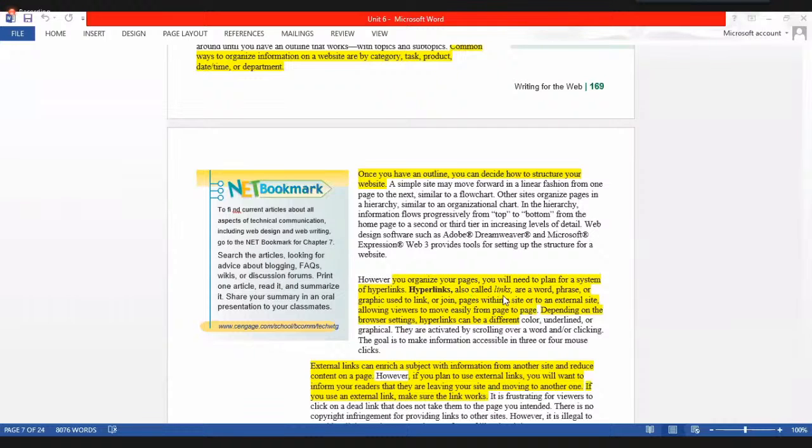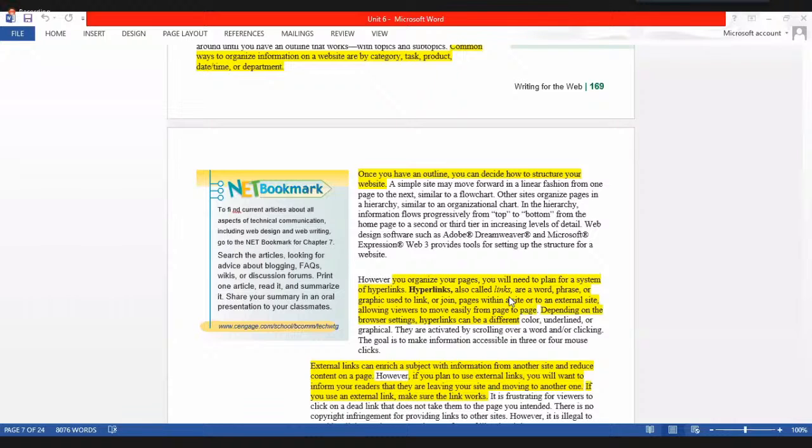Hyperlinks, also called links, are a word, phrase, or graphic used to link or join pages within a site or to an external site, allowing viewers to move easily from page to page. Depending on the browser setting, hyperlinks can be different, isn't it? There are several links when we upload any material on the web page, right? Related to that, there are several links, and those links are leading the readers, the viewers, isn't it?